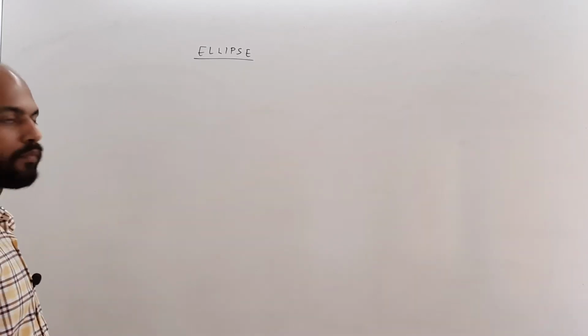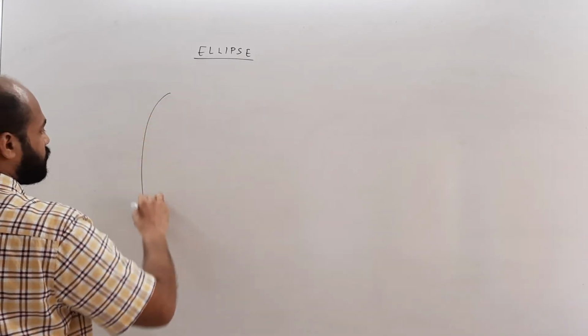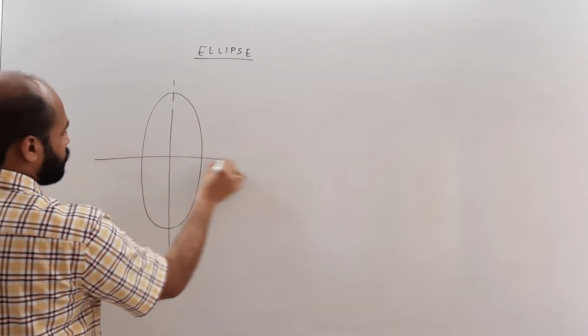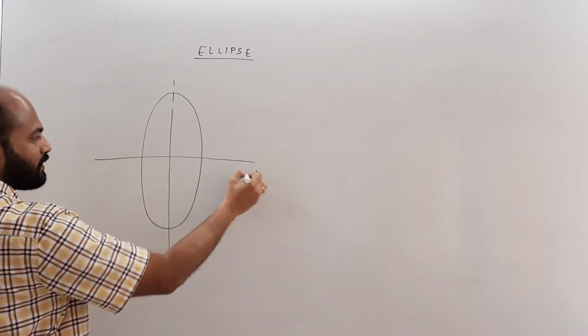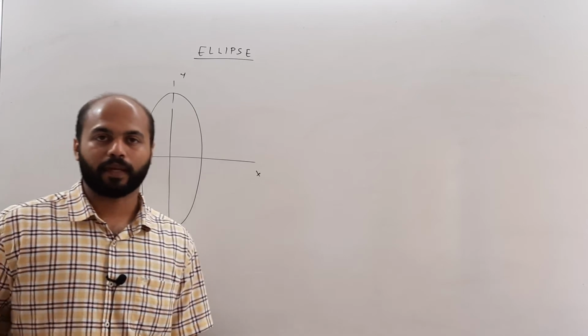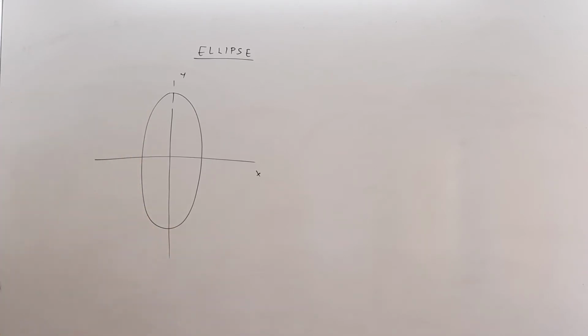Let's understand the next version of ellipse now, and that ellipse can be a vertical ellipse also, as in this case. So this is x axis, this is y axis. And now this equation, earlier the equation was written as x square by a square plus y square by b square equals 1. This time the ellipse equation we can write as x square by b square plus y square by a square equals 1.